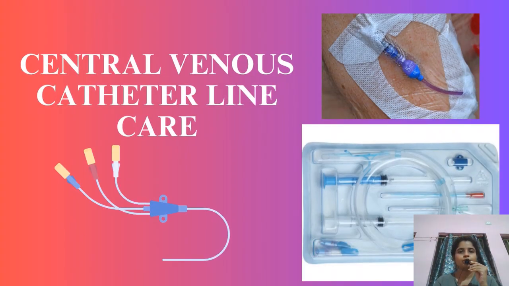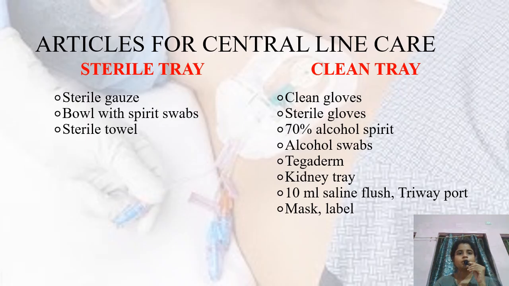So coming to part 2. Coming to the articles which are needed for central line care. Central line care is an essential part of the nursing aspect because it helps to prevent infections, and also, as we have seen in the previous slides about the different complications, skin erosion, then air embolism, everything is a part of central line care. So central line care should be done properly to prevent those complications.